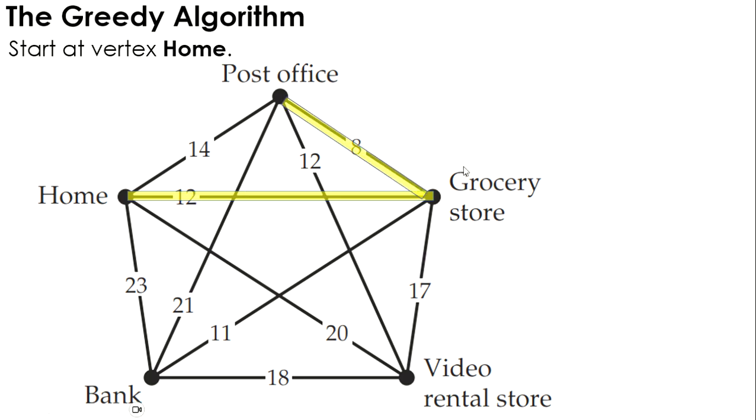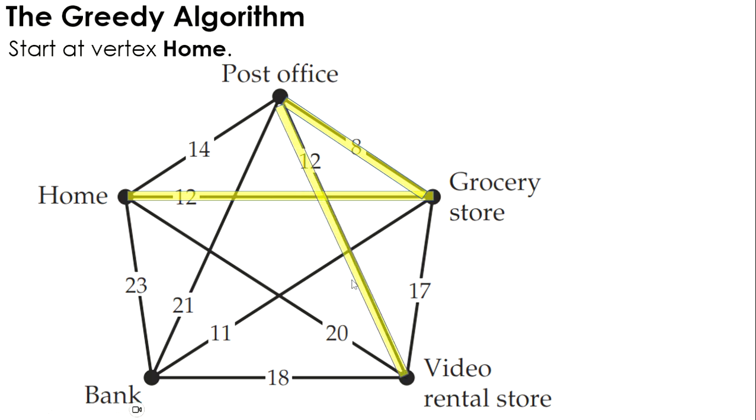Then from that, let's compare. Grocery store to post office, that's only 8 minutes. Grocery store to bank, that's 11 minutes. And grocery store to video rental, that's 70 minutes. Of course, we're going to pick the grocery store to post office, that's 8 minutes. Then for the next one, from post office going to bank, that's 21 minutes, or to video rental, that's 12 minutes. Of course, we're going to pick the video rental.